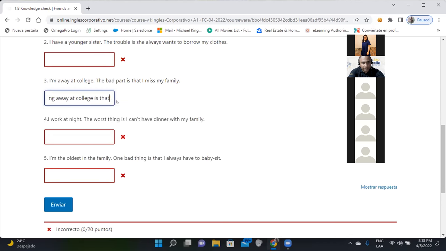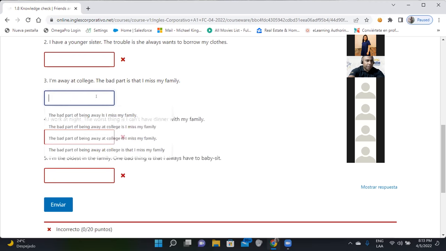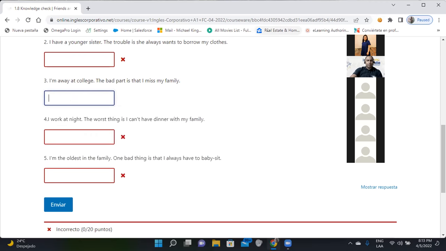Okay. Again. Is that. Okay. But I have it good that way. Share it in the WhatsApp group, the sentence, and copy paste. Okay.